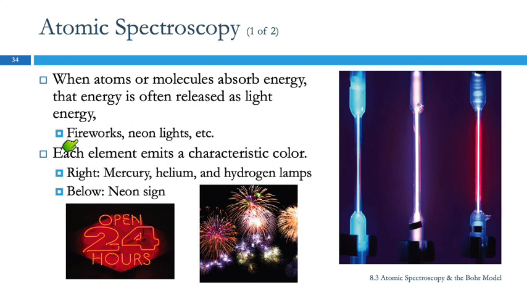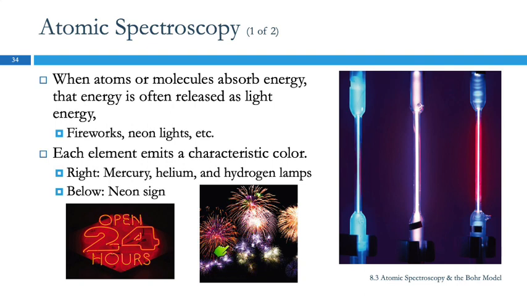An example of this are fireworks and neon lights. So this is a neon light, and that orange glow is characteristic of the element neon. That actually has neon gas in a tube and an electrical voltage being applied across it. The electrical energy causes the neon atoms to absorb energy, and then they release that energy as visible light with that color. Beautiful fireworks you may see on the 4th of July.